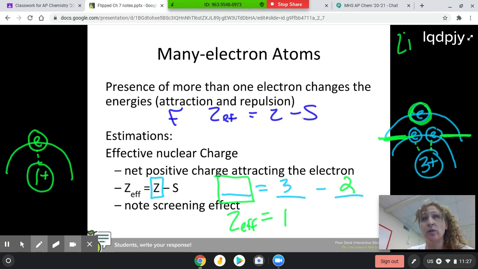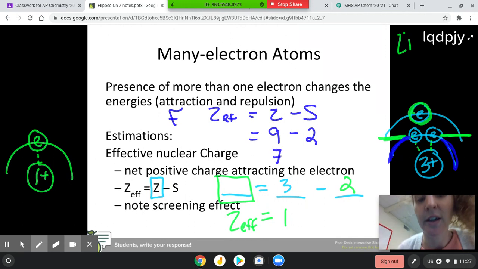Okay, so nuclear charge for fluorine is going to be a 9. It has 9 protons. Core electrons for fluorine is going to be a 2. Again, fluorine is in that second energy level, so it has the same amount of electrons in its first energy level as lithium does. It just has more valence electrons, right? So the Z effective for fluorine is 7. Every single one of fluorine's valence electrons will feel an effective nuclear charge of 7. Questions on that?